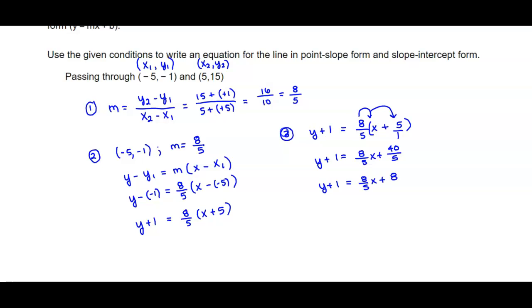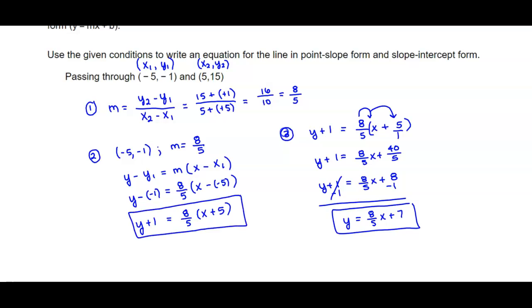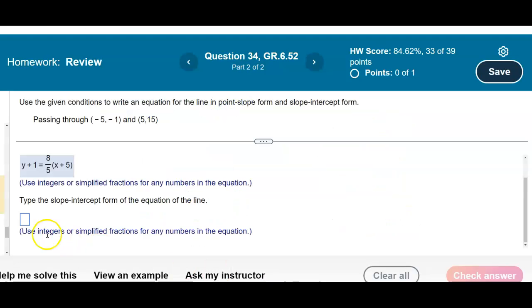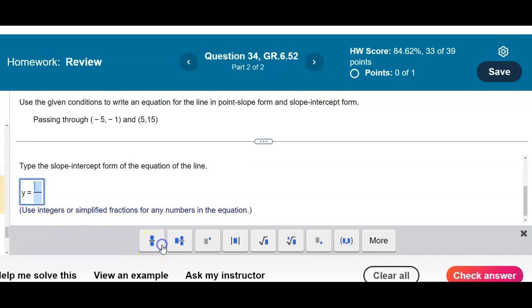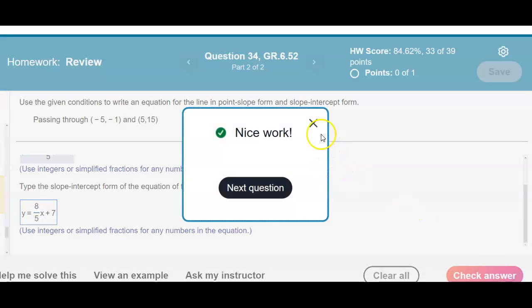Now in order to put this in slope-intercept form, we need to solve for y, so we need to subtract 1 from both sides. And therefore y is going to equal 8/5 x plus 7, and that is your slope-intercept form. So y equals 8/5 x plus 7. And there is your result.